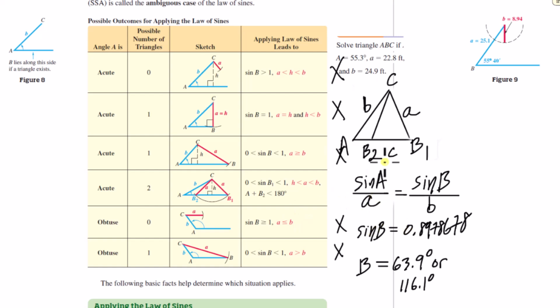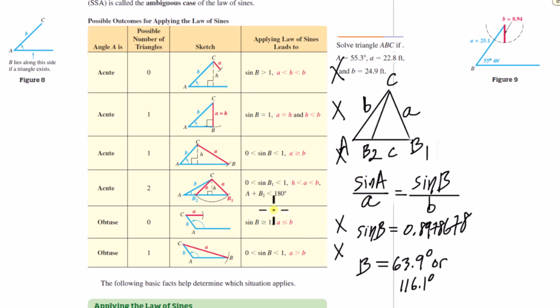Now, I believe that once you verify that you have an acute angle and the opposite side is less than the adjacent side, and you get two angles like this, then it's official that you have two triangles and you can go forward from there. However, it's good practice to check. I don't think this will ever end up not checking out, but what you can do is this. B2 is going to be the obtuse angle, and B1 is going to be the acute angle. You can add 116.1 to angle A, 55.3, and you get 171.4.